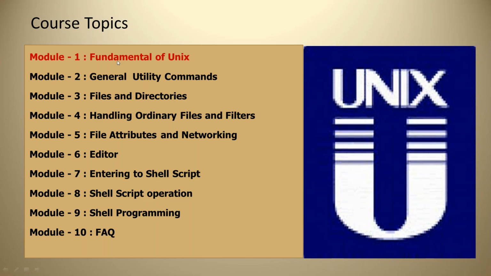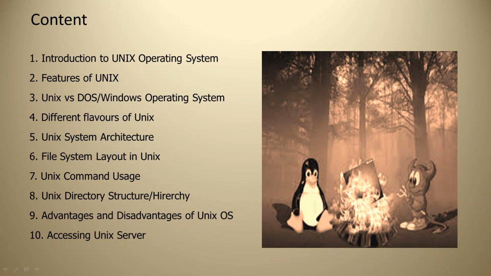Okay, so first we'll start with fundamentals of Unix. Here: introduction to the Unix operating system, features of Unix, Unix versus DOS and Windows operating systems. DOS is one operating system, Windows is one operating system. You already know about these two from working till now. Now you are switching to another operating system, Unix. So you should know the differences and the similarities between those. Different flavors of Unix: in Windows we talk about versions like Windows 97, Windows 2000, Windows 10. Here in Unix also different versions and flavors are there.